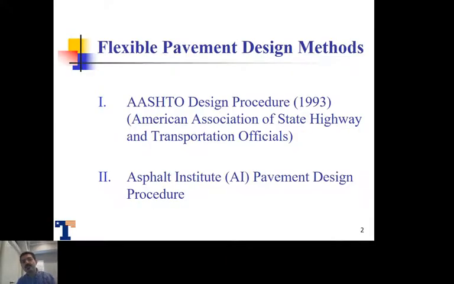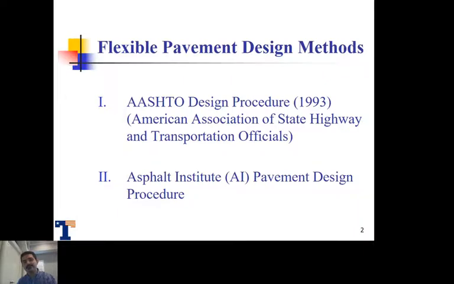In this chapter, we're going to go through two major flexible pavement design methods. The first one we're going to be discussing is the AASHTO design procedure that was developed in 1993 by the American Association of State Highway and Transportation Officials. And the second method that we will also briefly cover is the Asphalt Institute method, which is also available for us, and we can use. But again, I'm going to concentrate on the first one, which is the most common one that most of the DOTs still use, the AASHTO 1993.